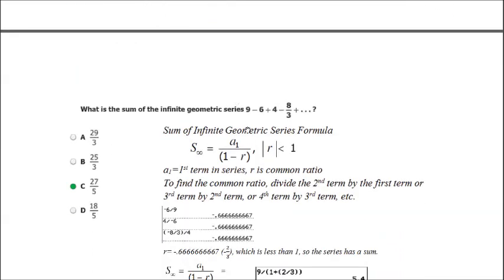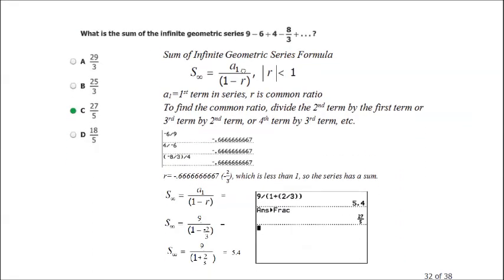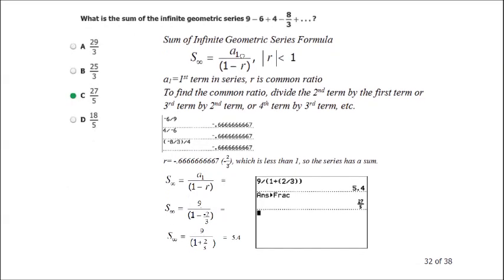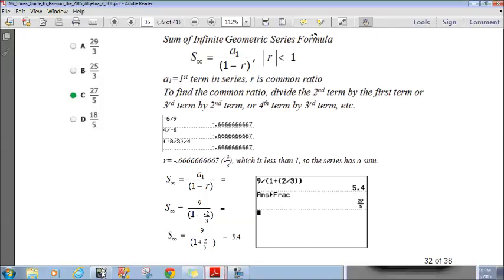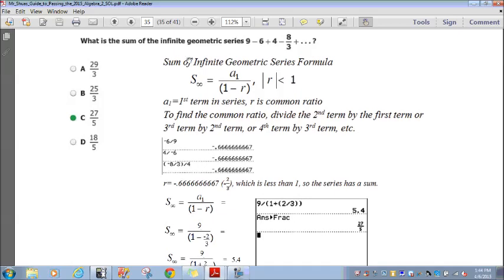Oh, this one causes students a lot of heartache. What is the sum of the infinite geometric series 9 minus 6 plus 4 minus 8/3 plus etc.? Now, this is an infinite series, an infinite geometric series, so we need the formula.